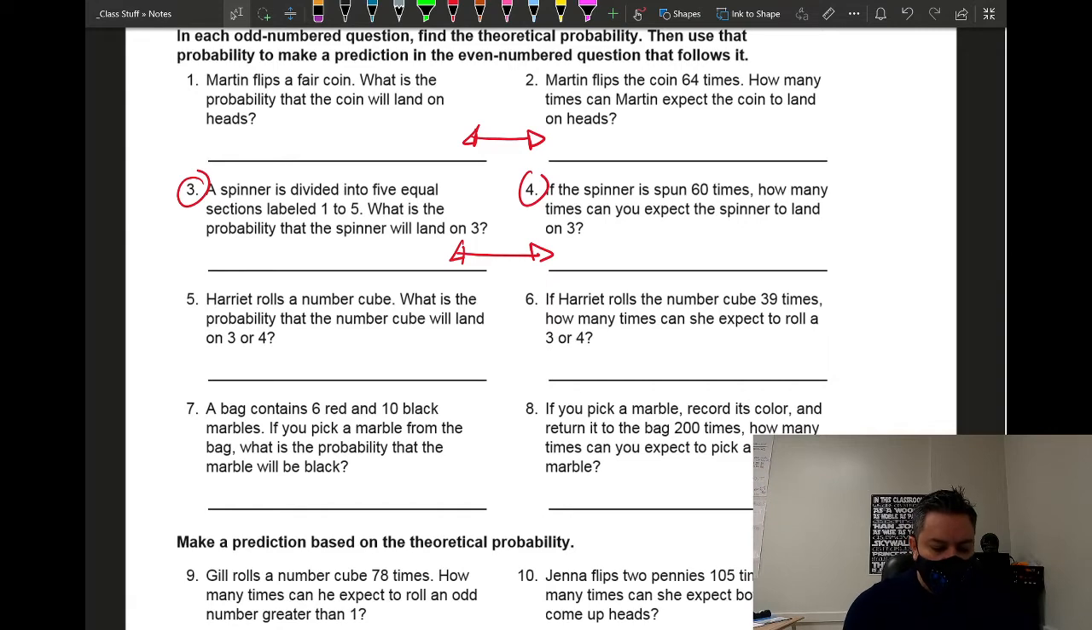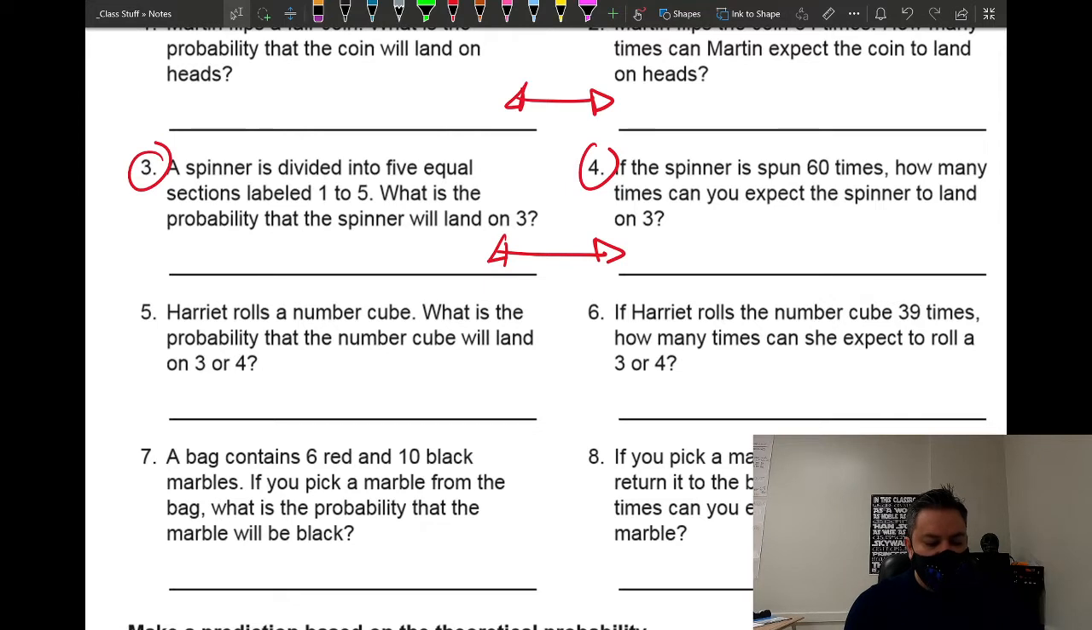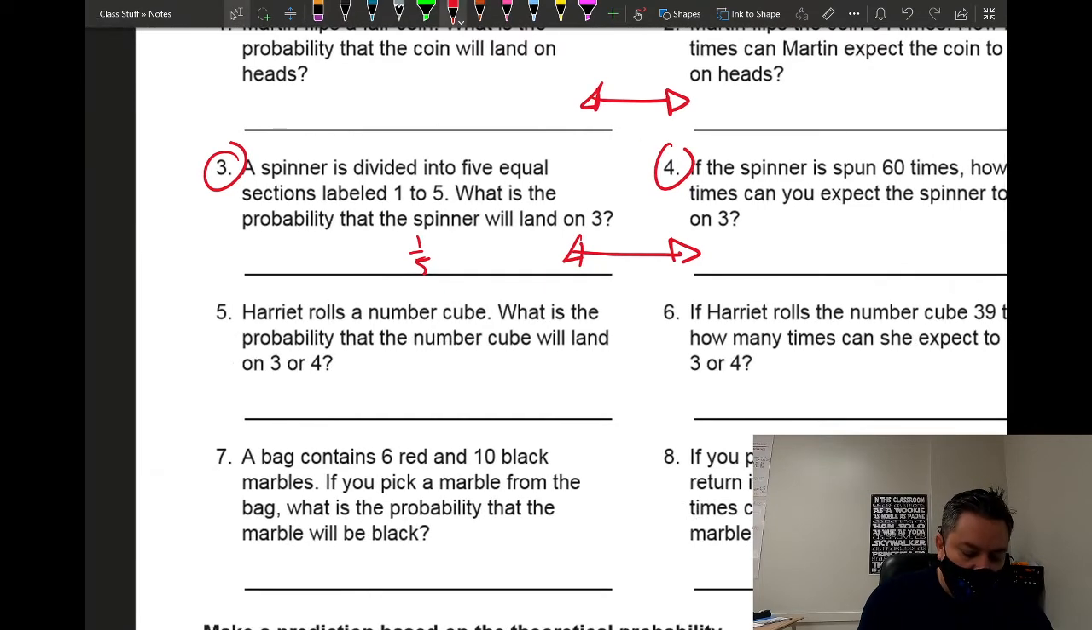It says a spinner is divided evenly into 5 equal sections, labeled 1 through 5. What is the probability of the spinner landing on a 3? Really simple. You have 5 choices. Only one of them is a 3. So it'll be 1 out of 5. And if you don't believe me, very good. You can always draw the spinner and label it. So you only have one 3 out of the 5.